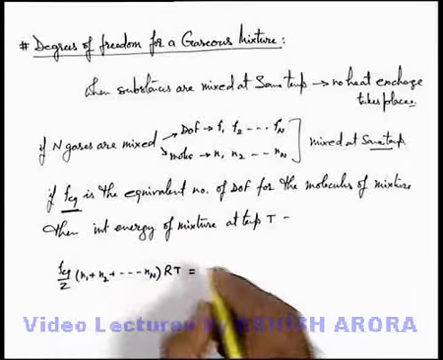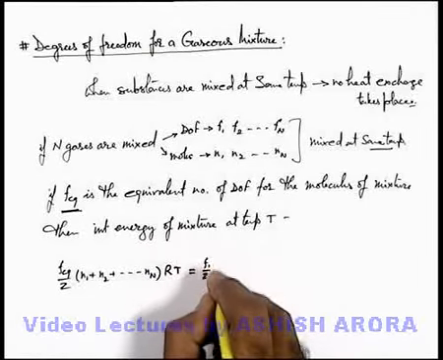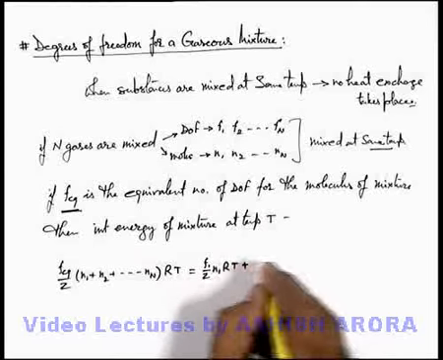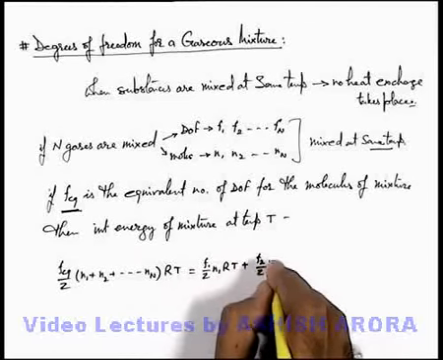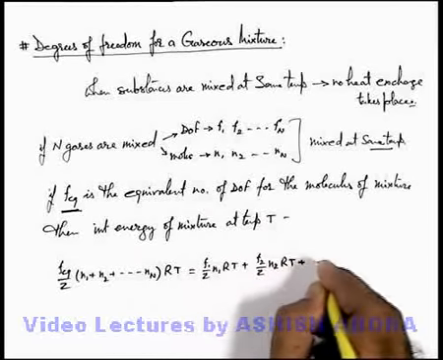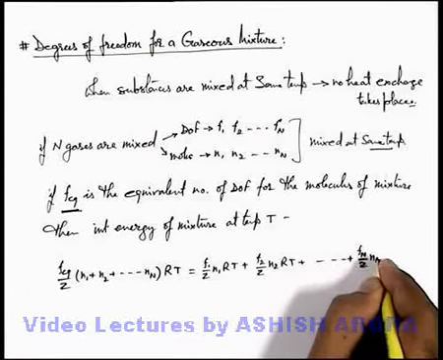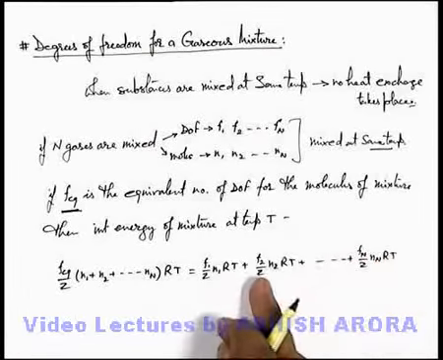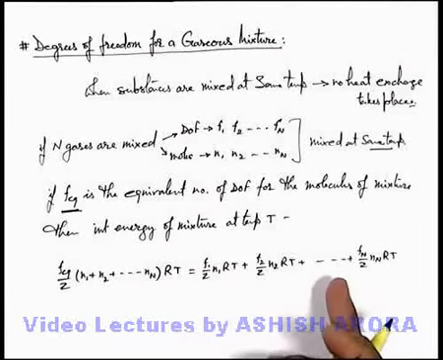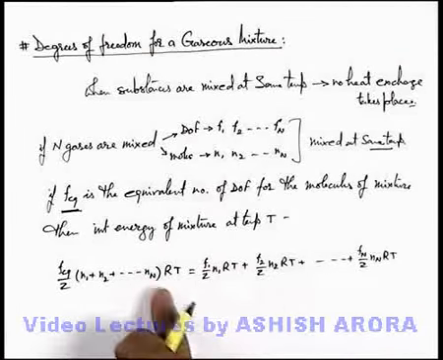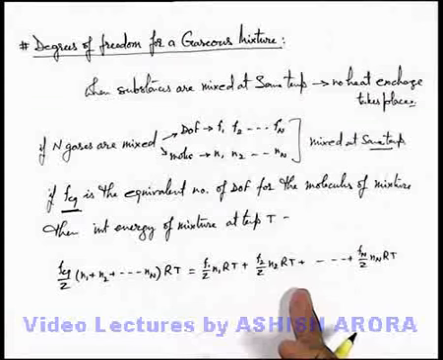Now this must be equal to the total internal energy calculated by the sum of individual internal energies. So if we write it like F1 by 2 N1 RT plus F2 by 2 N2 RT and so on up to Fn by 2 Nn RT. Just we are using the conservation of energy. Whether you calculate energy independently or mutually, it must be same.